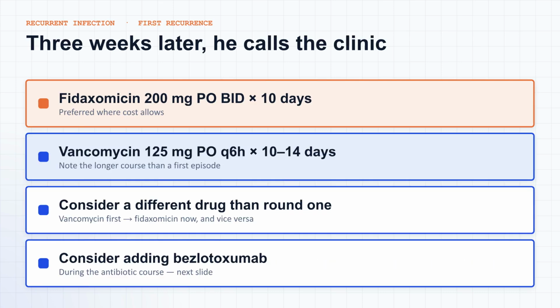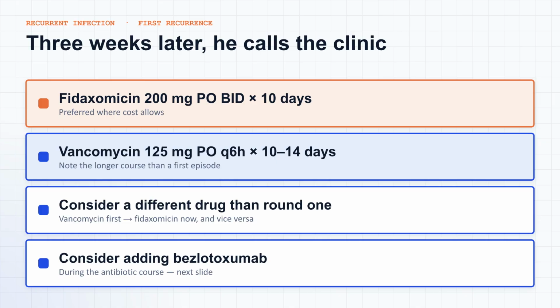3 weeks after finishing therapy, Mr. Reyes calls the clinic with watery stools again. This is a first recurrence. 2 options: fidaxomicin 200 mg by mouth twice daily for 10 days, or vancomycin 125 mg by mouth every 6 hours for 10 to 14 days. Notice the vancomycin course is longer here than in a first episode, 10 to 14 days rather than 10.